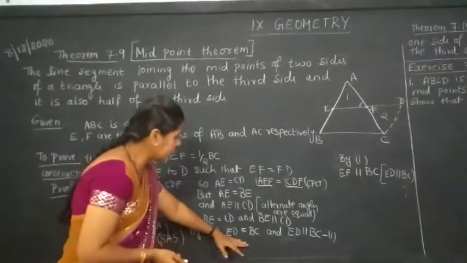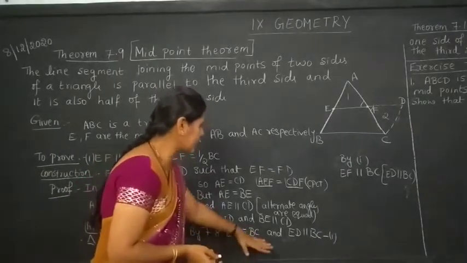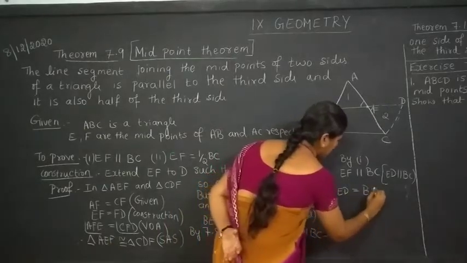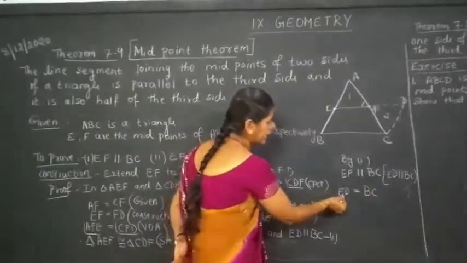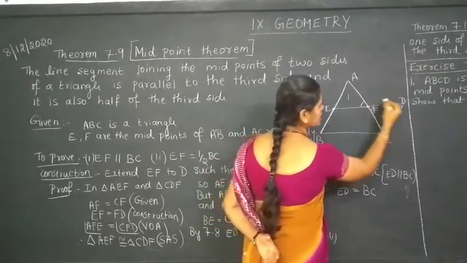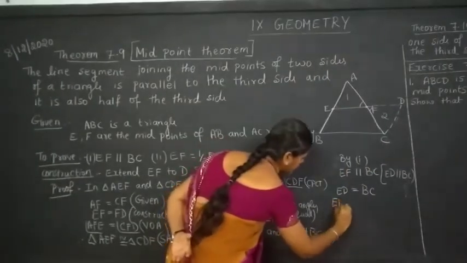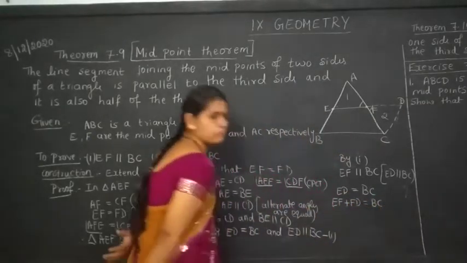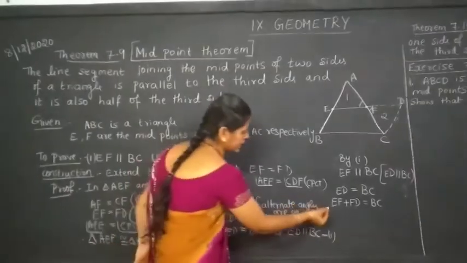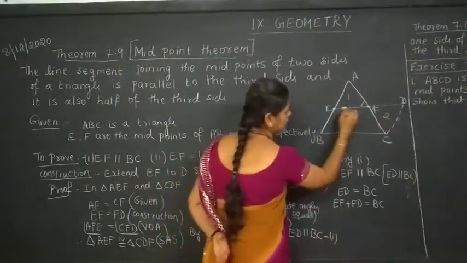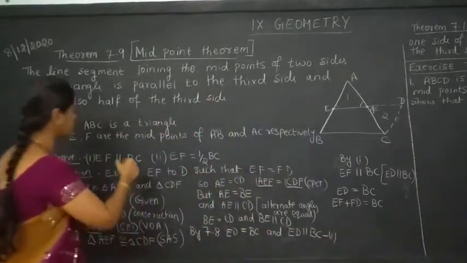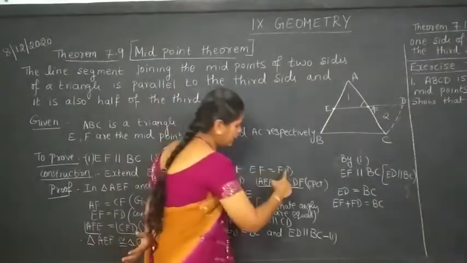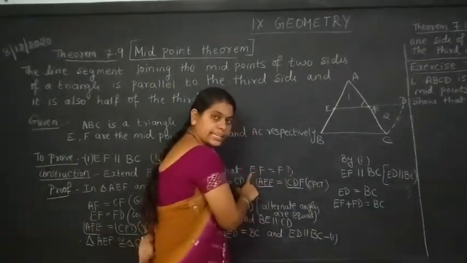So ED is equal to BC, isn't it? But ED is equal to what? EF plus FD. EF plus FD is equal to BC. Now EF and FD are equal, isn't it? That is your construction. Here you did EF is equal to FD. So in the place of FD, I will substitute EF itself.